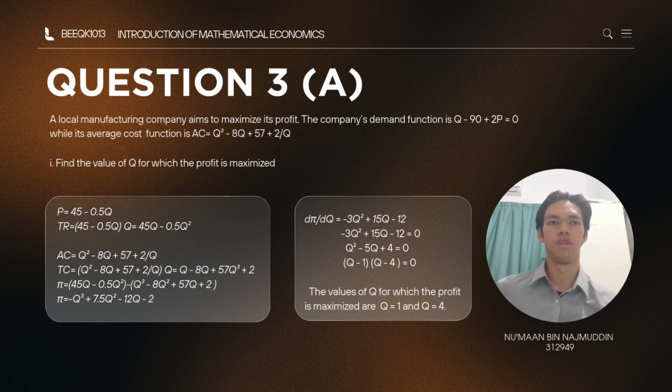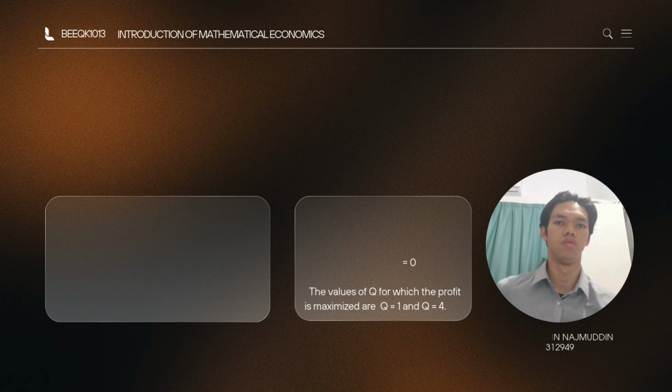After that, we have to find the total revenue. After calculating the total revenue, we have to find the total cost. And then after that, we have to form the profit function. After forming the profit function, we should take the first derivative and simplify it. And finally, we find the critical points by setting the first derivative equal to 0. So our answer will be Q equals 4 or Q equals 1.